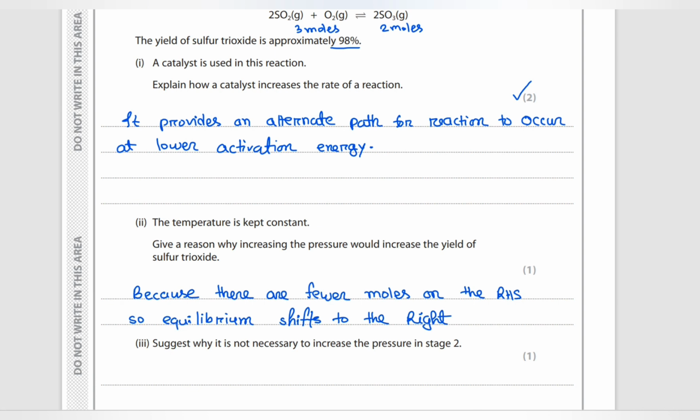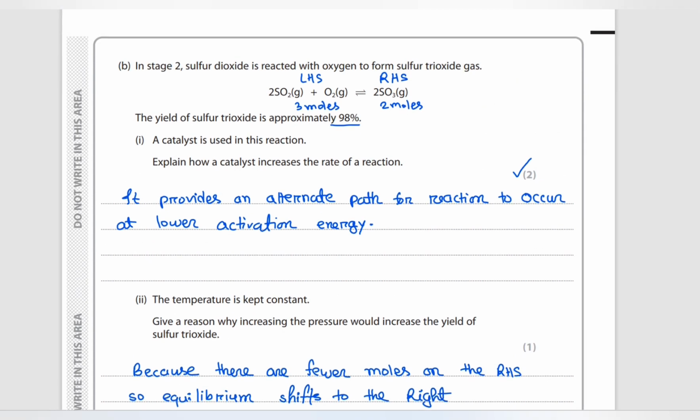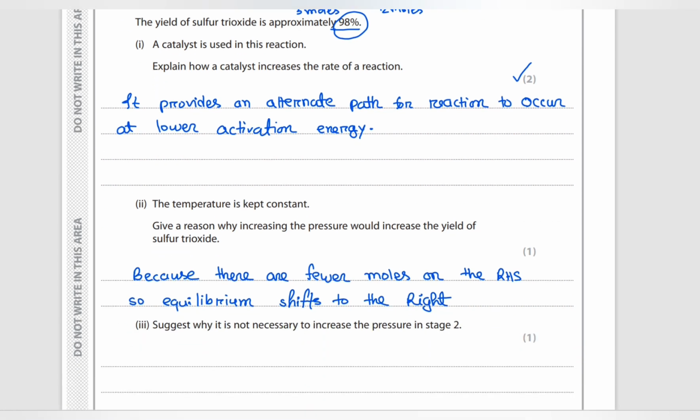Part 2 is done. Moving to part 3, suggest why it is not necessary to increase the pressure in stage 2. It is not necessary because the yield is already 98%, which is more than enough. Increasing the pressure would mean increasing the cost, and the result won't be that beneficial. So increasing the pressure is not cost effective as the yield is already approximately 98%.